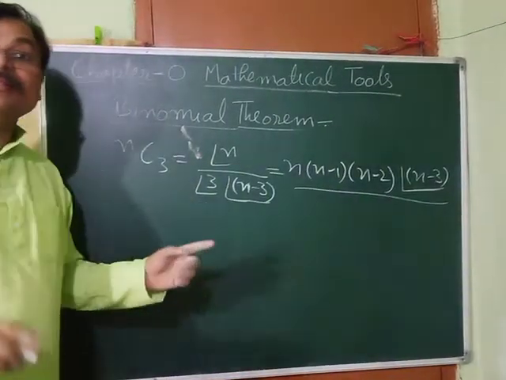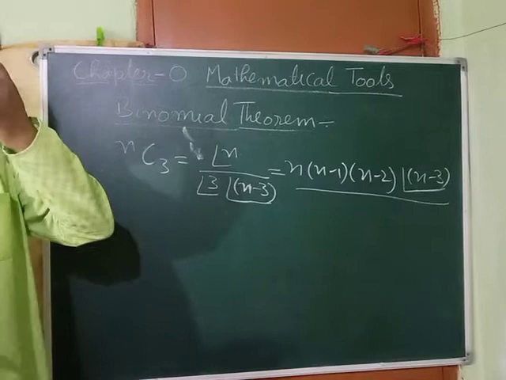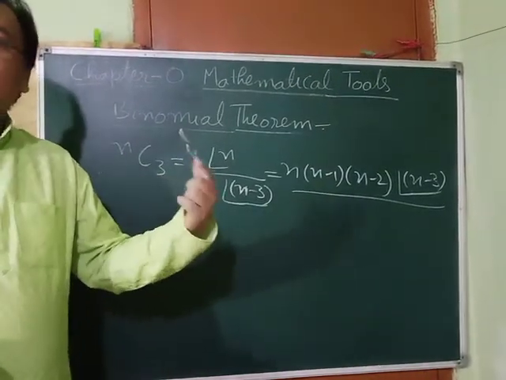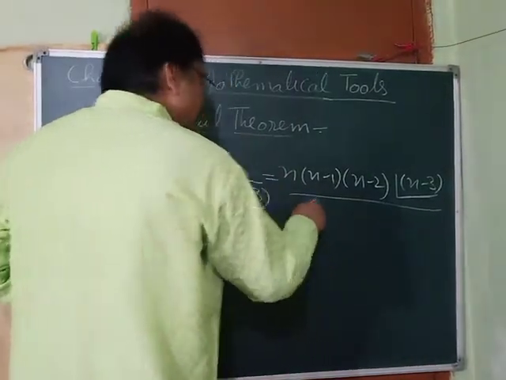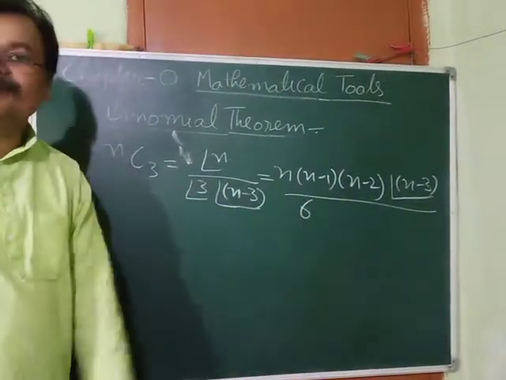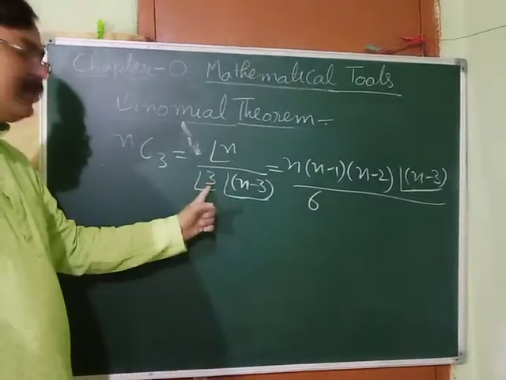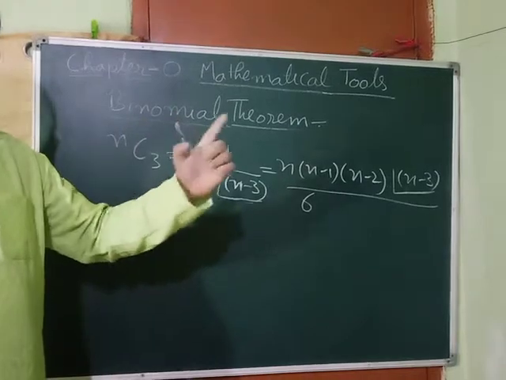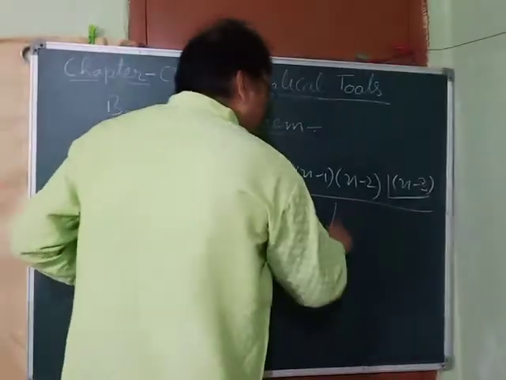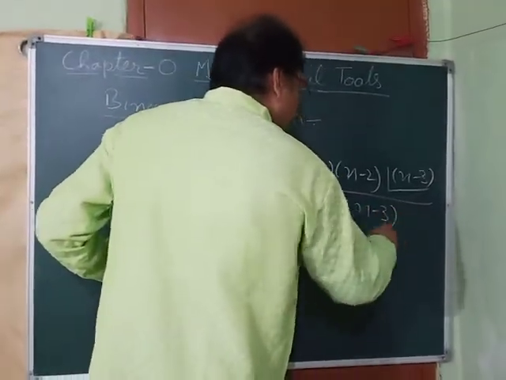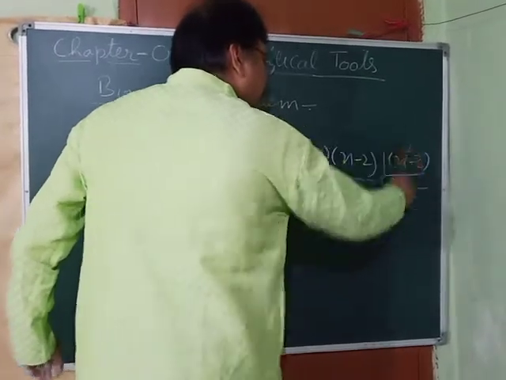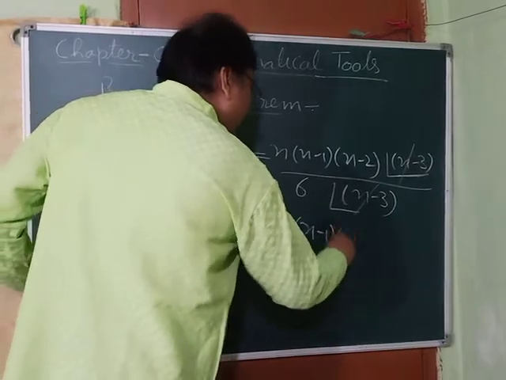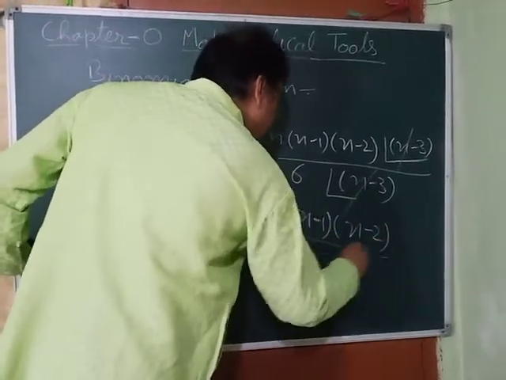What is factorial 3? Most of the students make mistakes over here. Factorial 3 is 3 into 2 into 1. So 3 into 2 is 6, 6 into 1 is 6. Many people write 3 directly, but don't make that mistake, because factorial 3 is not 3. It is 3 into 2 into 1, which is 6. And here factorial n minus 3 is there, so we can cancel these two. What we will get is n, n minus 1, n minus 2 upon 6.